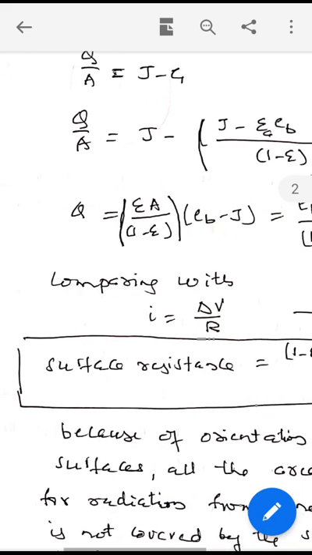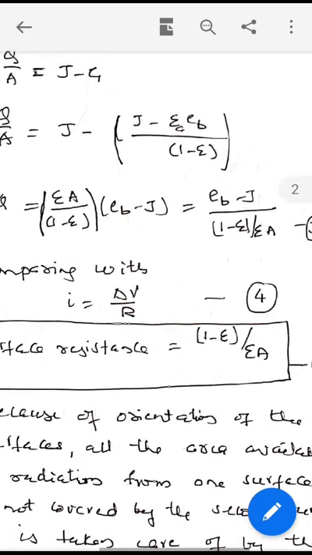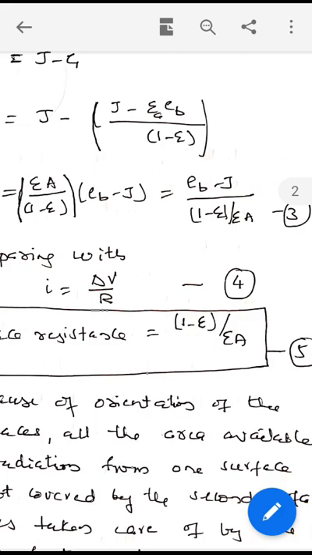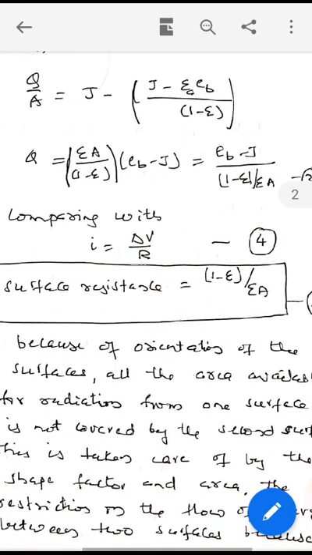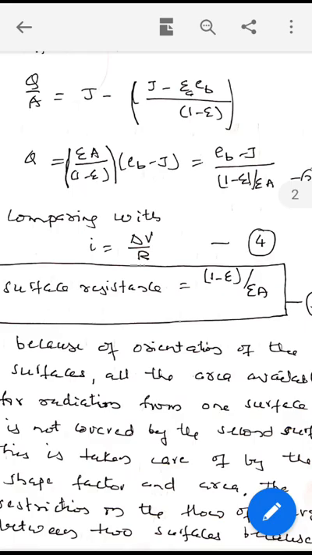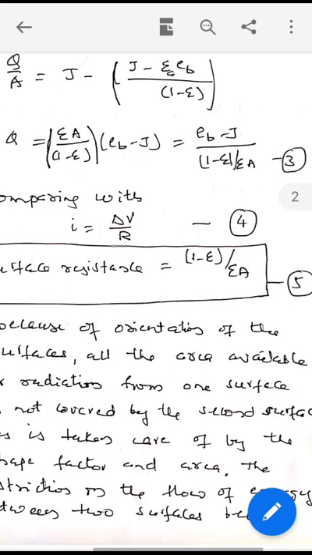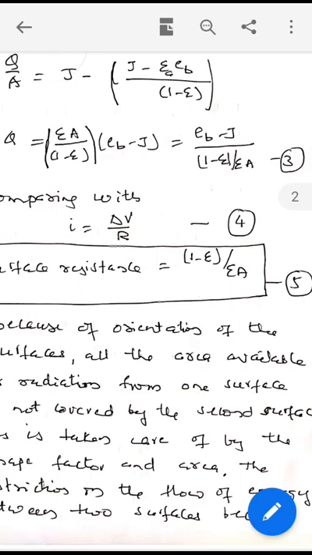This is equation 3. So the net radiation emitted by the surface is (E_b minus J) divided by (1 minus epsilon) divided by (epsilon A). Comparing this with Ohm's law, I equal to delta V by R, we get the denominator quantity as the surface resistance, equal to (1 minus epsilon) divided by (epsilon A). This is known as the surface resistance. It is a resistance on account of the surface property of the material.